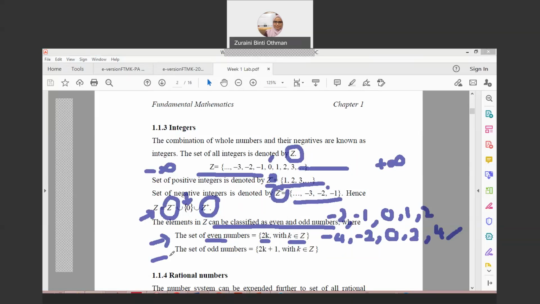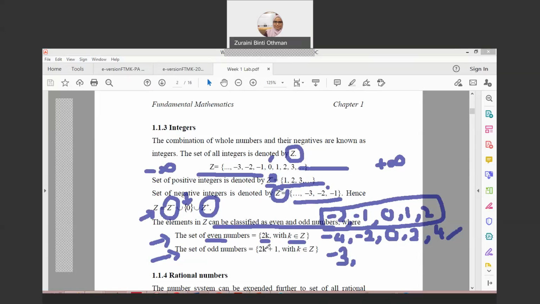Okay, now the odd number. The odd number is 2k plus 1 with k is an element of Z, which means that every time we input k, k is an element of Z, which is any number in Z. So we take the same ones as before. Okay, for example if we have negative 2, negative 2 times 2 plus 1. 2 times negative 2 is negative 4. Negative 4 plus 1 is negative 3.